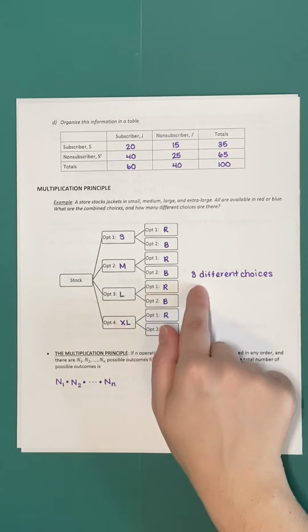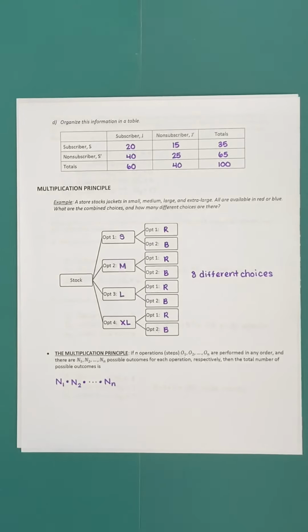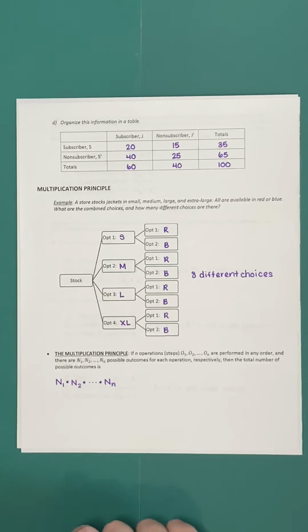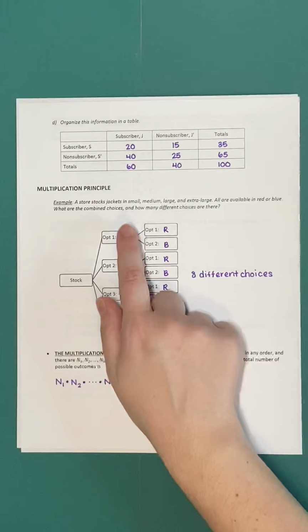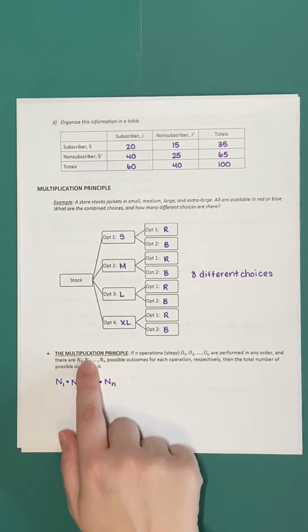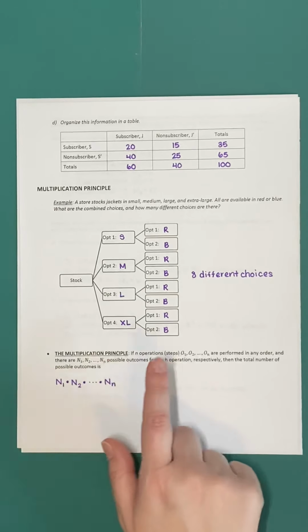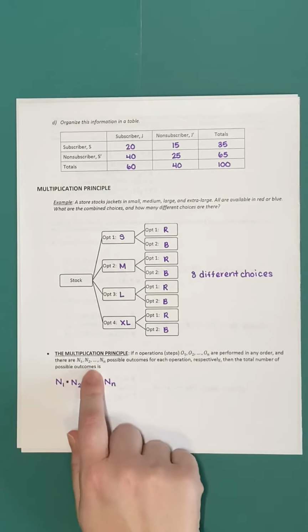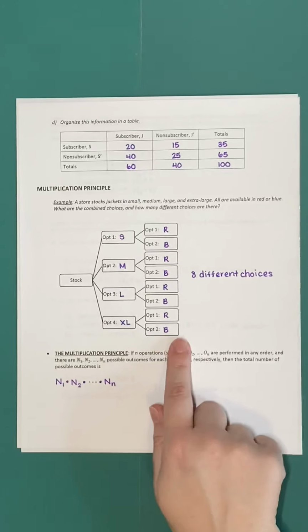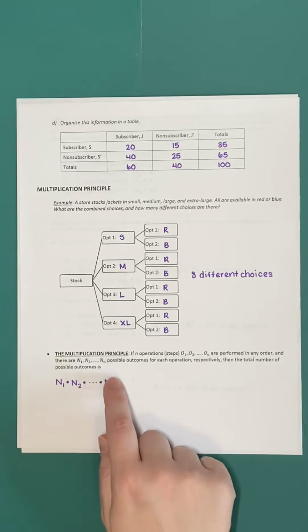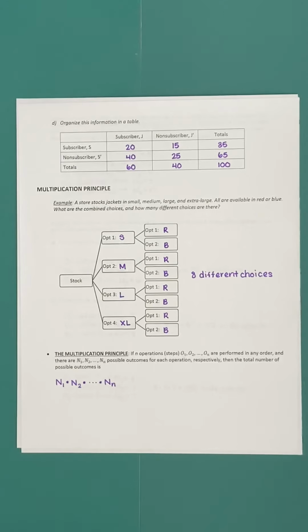4 times 2 is 8. 2 times 4 is 8 as well. So order's not going to matter. Suppose for each of these operations, there's a certain number of possible outcomes, different ways that it could go. That's the 4 and the 2. We call those capital N sub 1, capital N sub 2, and capital N sub n. These are the number of ways we can perform each step. Then the total number of possible outcomes, all the different combinations of assigning a size and a color to create one jacket, one SKU, is the product of the number of ways we can do each step.